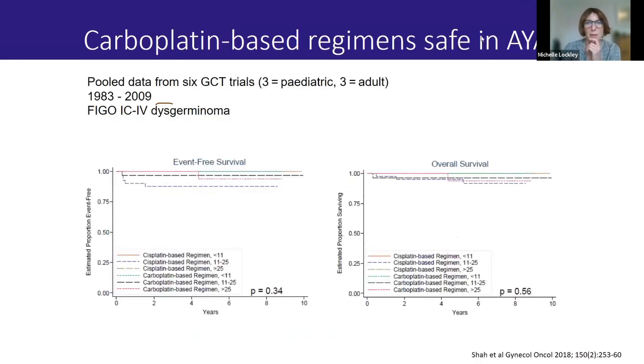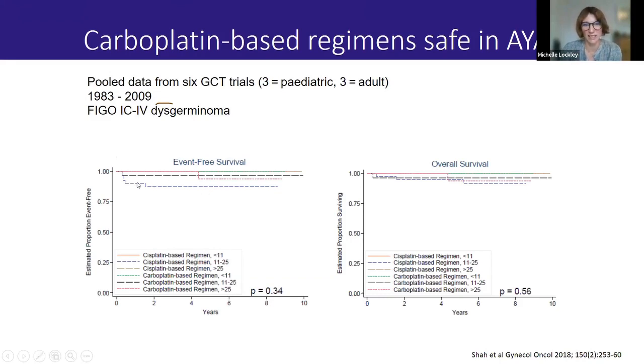Okay, in AYA patients, we looked to see whether carboplatin-based regimens were as safe in dysgerminoma as cisplatin-based regimens. This is pooled data, published not long ago, from 6 clinical trials. Some were purely for children and some were an AYA population, some who we would think of as legally adults, even if not, with the caveat that this is an AYA disease.